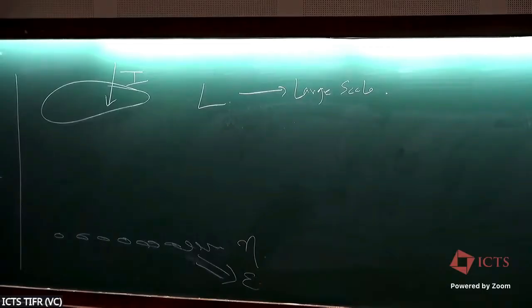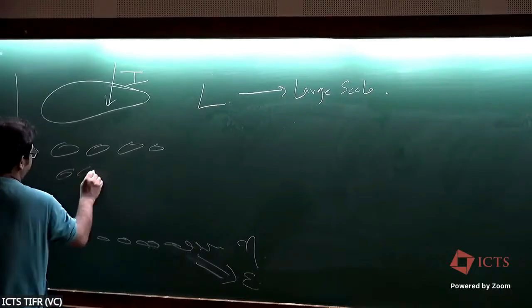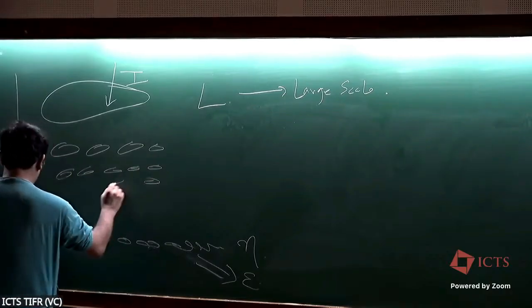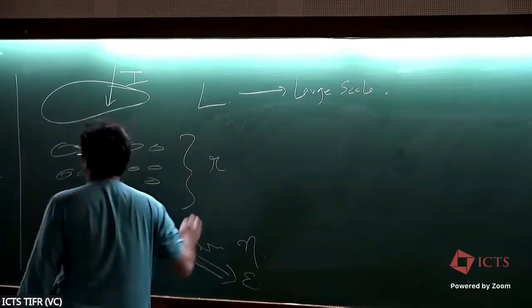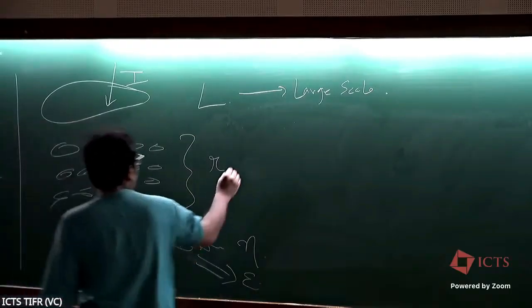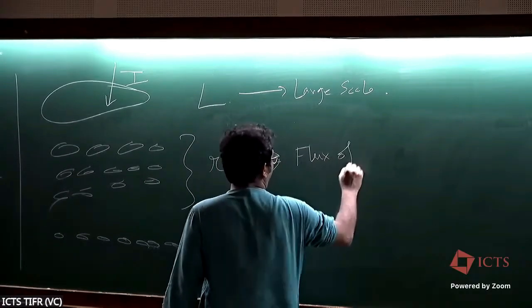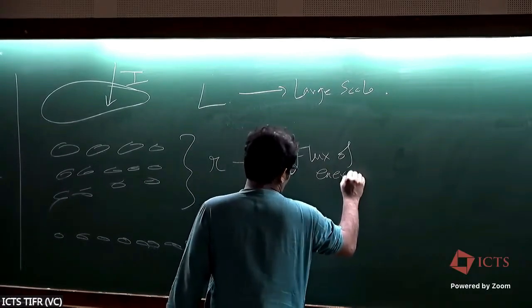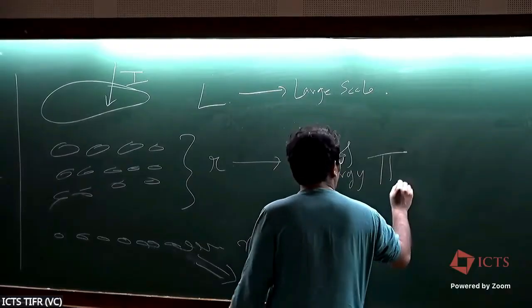And in between, what we'll have is a whole range of scales. I'll call these length scales R, where there is a constant flux of energy. Well, there's a flux of energy, we haven't established if it's constant, which I will call pi.